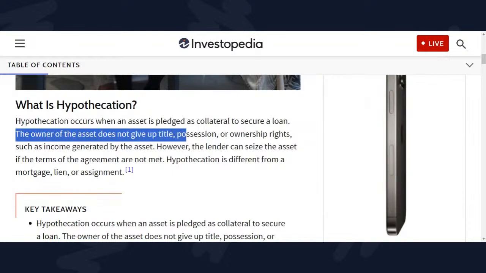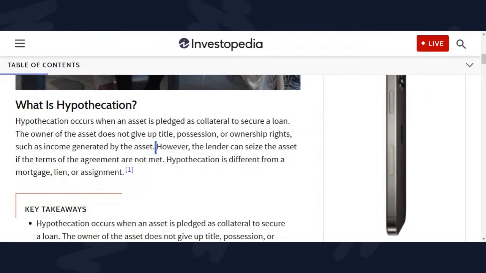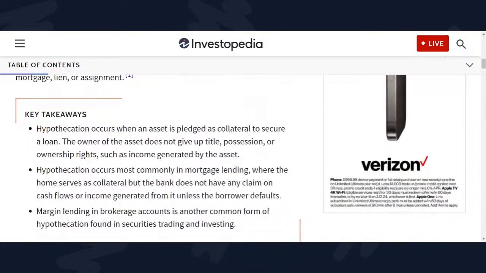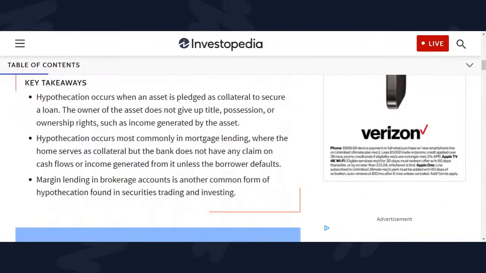The owner of the asset does not give up title, possession, or ownership rights, such as income generated by the asset. And again, this is where that document, as an asset, is supposed to have a financial statement of intent to use that asset for whatever means, whether it be for productive use or investment. Hypothecation is different from mortgage, lien, or assignment.